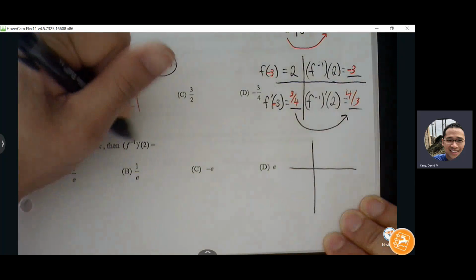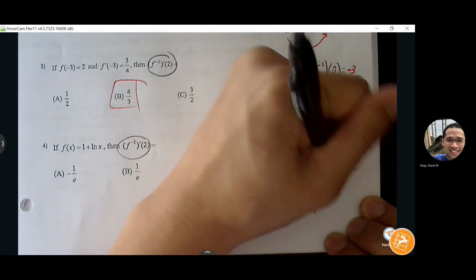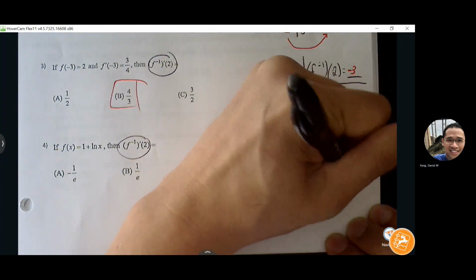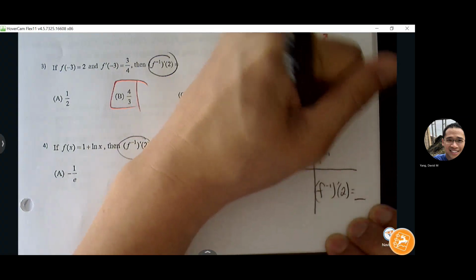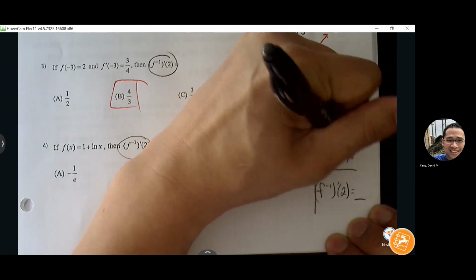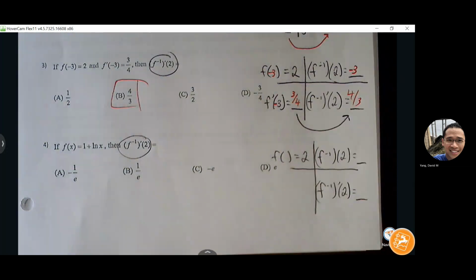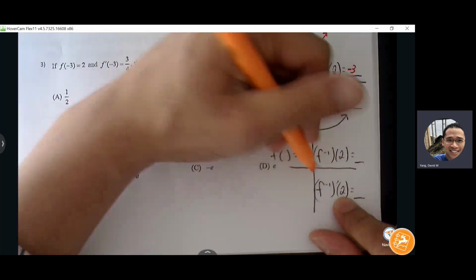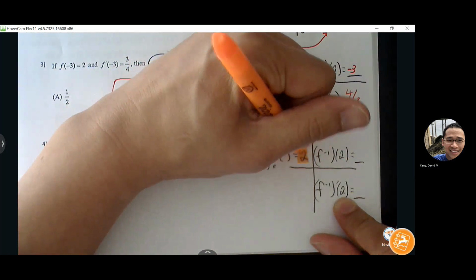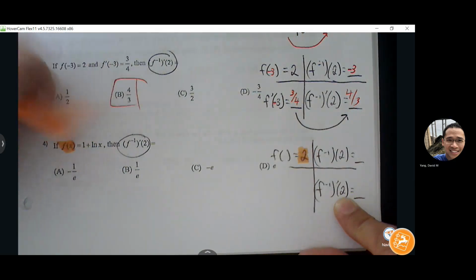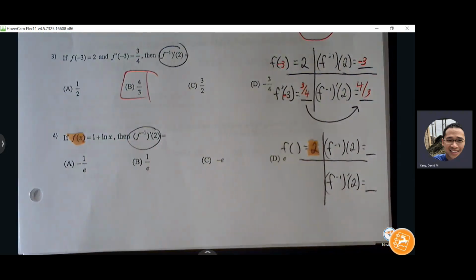Start at the end. Okay, so I have to go to the function to find that x value. I know that the y value of my original function is 2. So I'm going to put 2 into that y slot of my equation and work backwards. I'm going to solve for x.